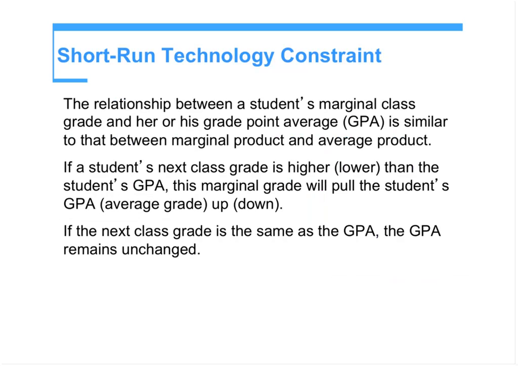So if a student's next class grade is higher or lower than the student's GPA, this marginal grade will put the student's GPA, average grade, up or down. This is the same concept. Let's say you're taking a few courses. If your score in one of the courses is higher than your GPA, which is your average grade, it will push your GPA, or average product similarly, up. But if it's lower, it will push it down. And if the next class grade is the same as the GPA, the GPA will remain unchanged.